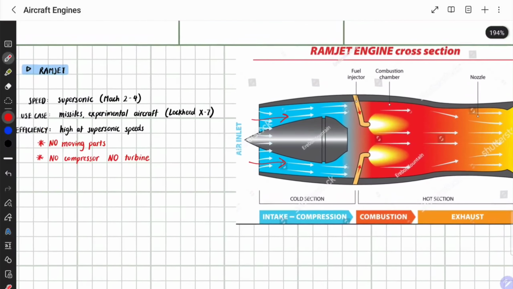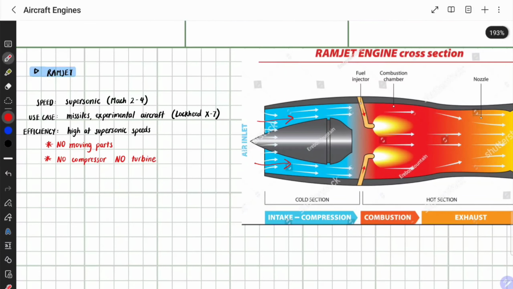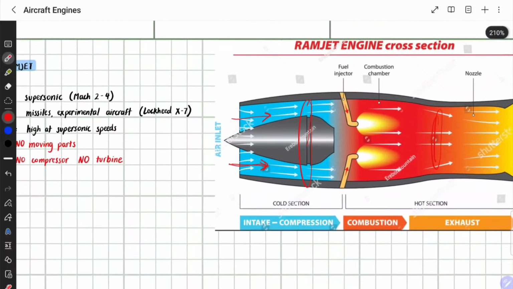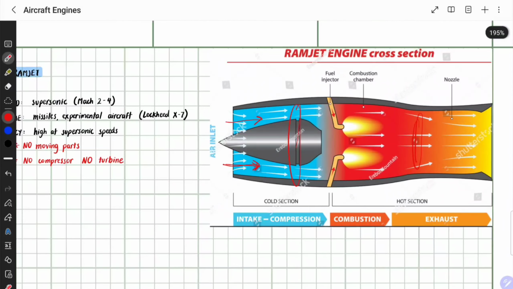So in this case, you can see here, there's no moving parts here. There's no turbine here. There's no compressor here. The aircraft, and I guess the air itself, is traveling at a relative velocity that's high enough where it's compressed in the inlet. So you don't need a set of blades to compress it.